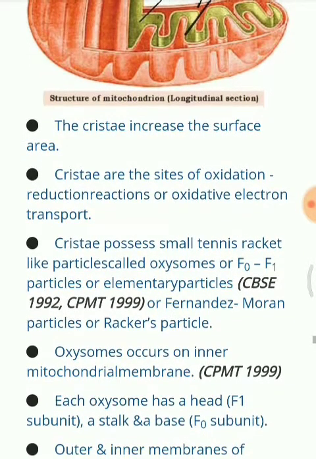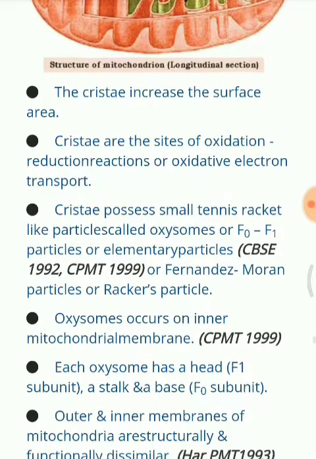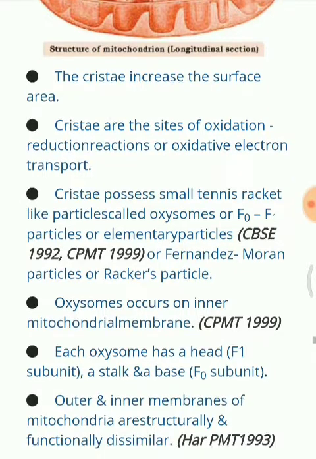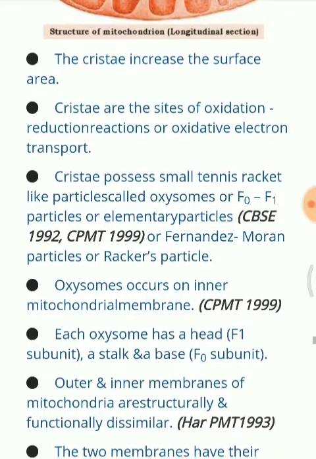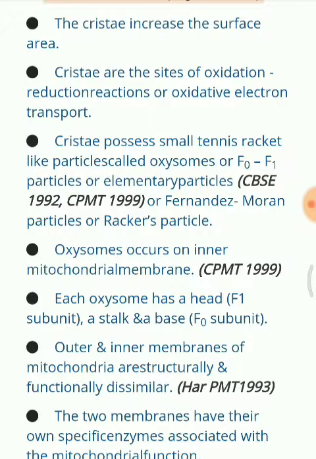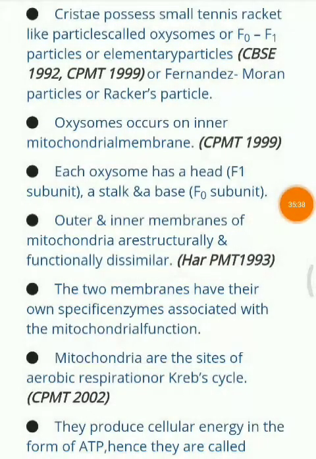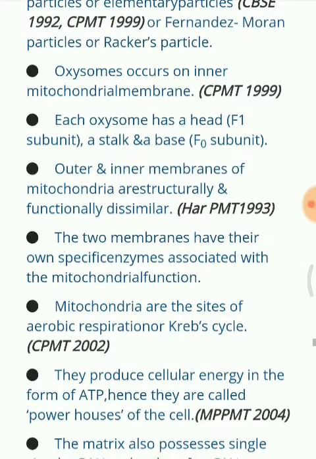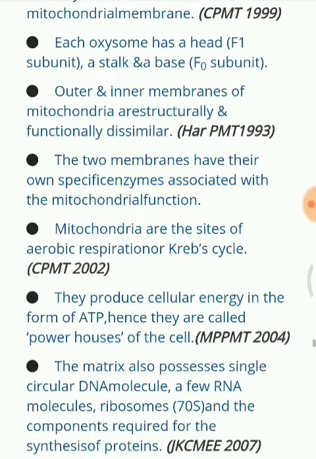Cristae possess small tennis racket-like particles called oxysomes or F0-F1 particles or elementary particles or Fernandez-Moran particles or Racker's particles. Oxysomes occur on the inner mitochondrial membrane. Each oxysome has a head F1 subunit, a stalk, and a base F0 subunit. Outer and inner membranes of mitochondria are structurally and functionally dissimilar. The two membranes have their own specific enzymes associated with the mitochondrial function.